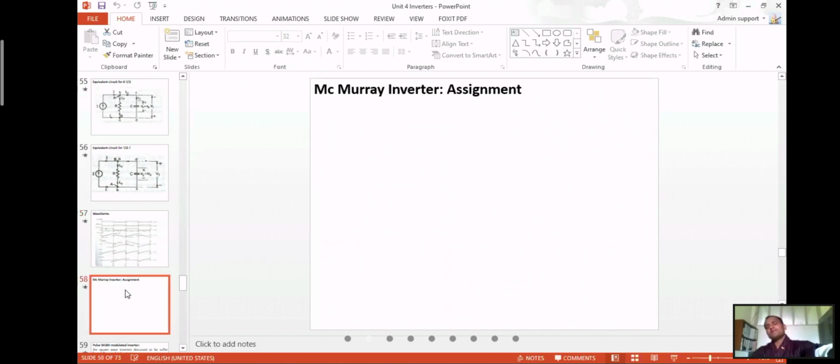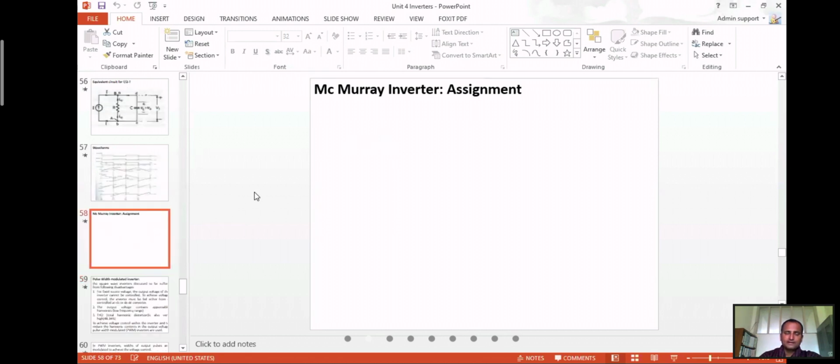There are similar types of McMurray inverters. You don't have to submit this as an assignment, but please go through these McMurray inverters. This is quite important. It is similar to whatever we have seen here, different types of CSI like the capacitor commutated CSI or the auxiliary commutated type of CSI. I feel that you can just go through this so you can understand. It's similar to whatever we have seen till now.